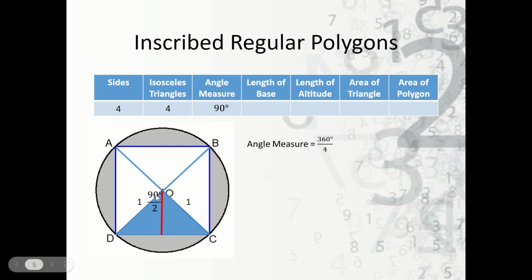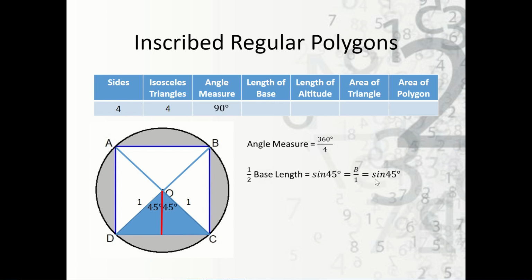We know that the angle measure here is half because we started out at 90 and we cut it in half. So half of this would be 45 degrees. So each of these angles here is 45 degrees. So we end up with half the base length being sine 45 degrees. So that means then that the full base length would be double this, so that's 2 sine 45 degrees. So that's the length of our base.